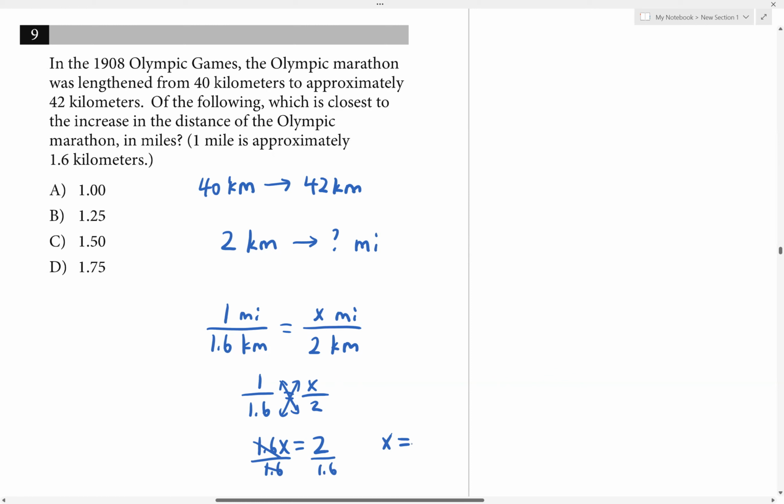So let's go and type it in the calculator. This is 1.25. Okay, 1.25. So that's the number of miles that we get. 1.25 miles. So answer choice B for question number 9.